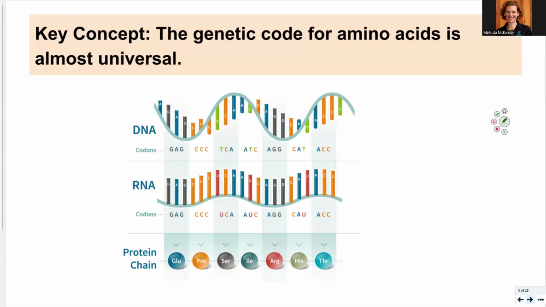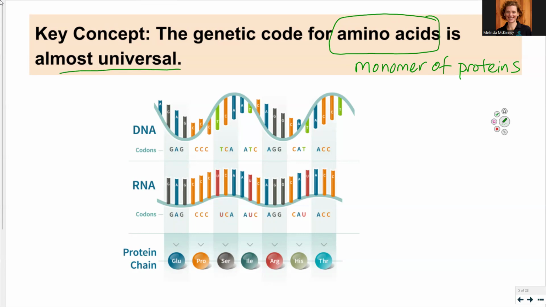So the genetic code is for amino acids, which are the building blocks of proteins, right? These are the monomers of proteins. Those are the things that we covalently bond together to make a protein. And it turns out that the code that specifies these in terms of the DNA and RNA is the same for almost all organisms, basically all organisms, which is really cool.